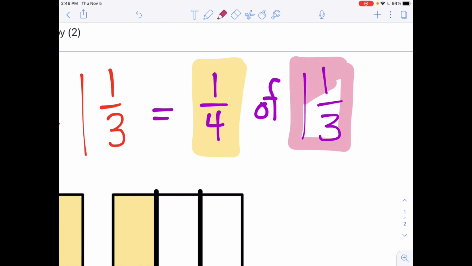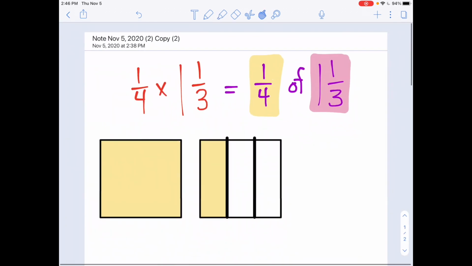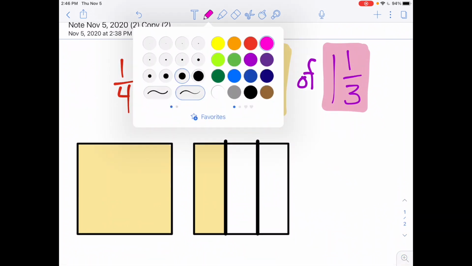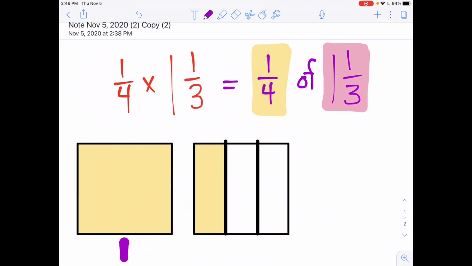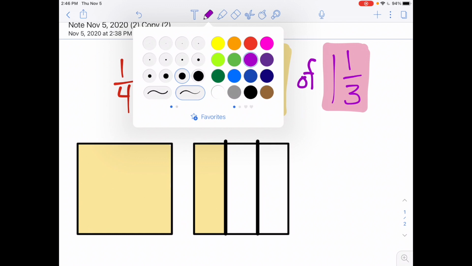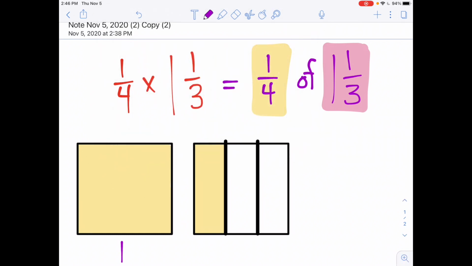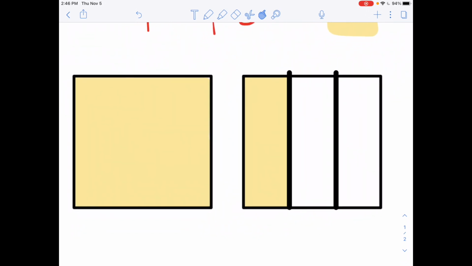Okay, so I have a model of 1 1/3. Here is 1 whole. Let's grab a skinnier pencil, Mrs. Toivola. Here's 1 whole, and here's 1/3. I need to find a fourth of all of this. Not just a fourth of the third, and not a fourth of 1. I need to find a fourth of all of it together.